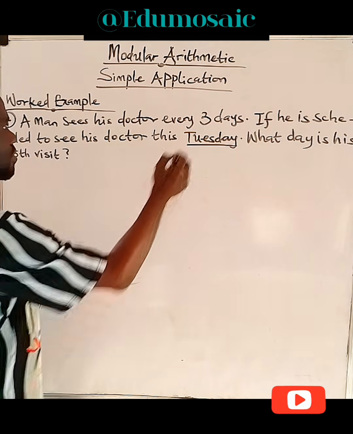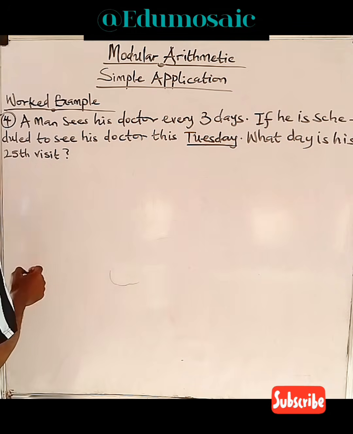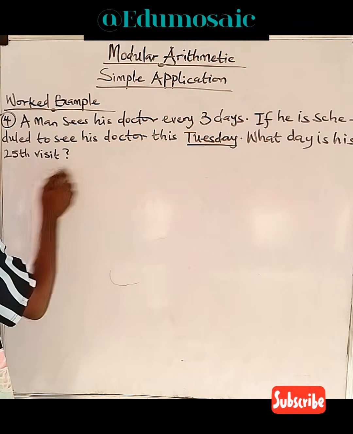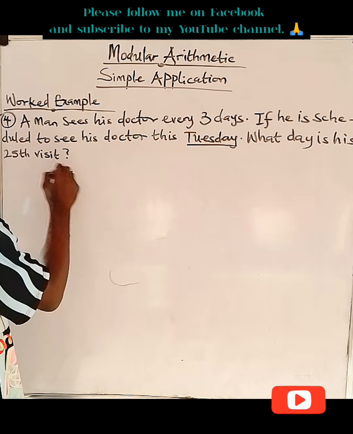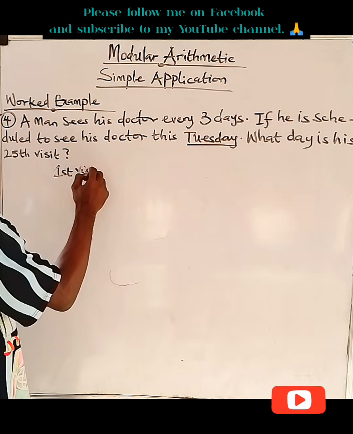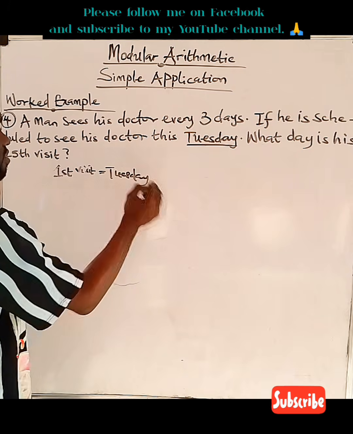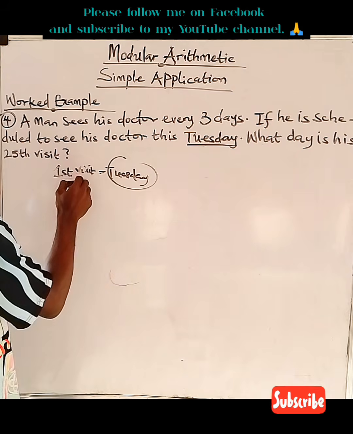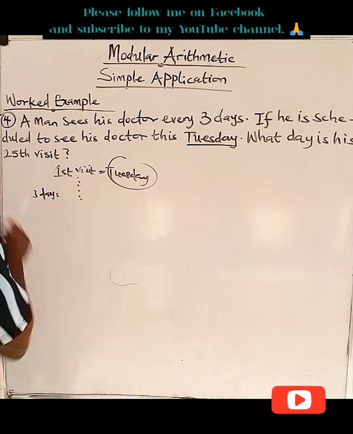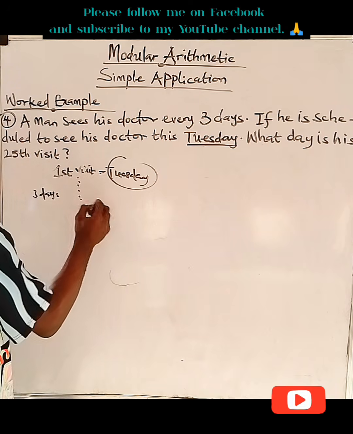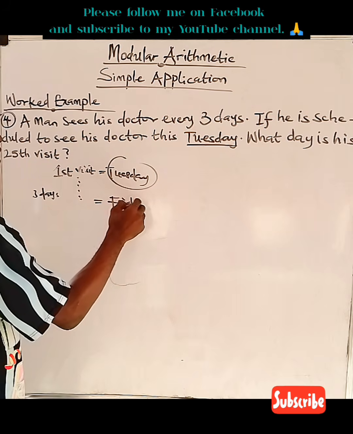Now, don't forget, every 3 days, if the visit starts on Tuesday, let's say from Saturday to Tuesday: Sunday, Monday, Tuesday. So the first visit is on Tuesday. The next visit, which would be the next 3 days, will be on when? Tuesday, Wednesday, Thursday, Friday. That will be on a Friday.